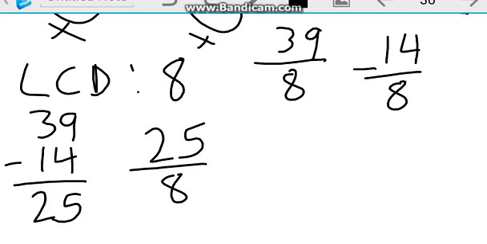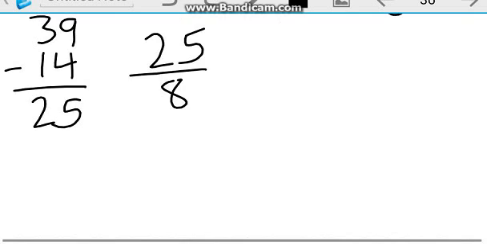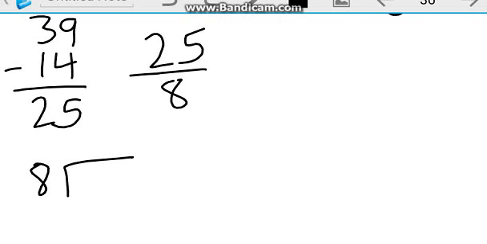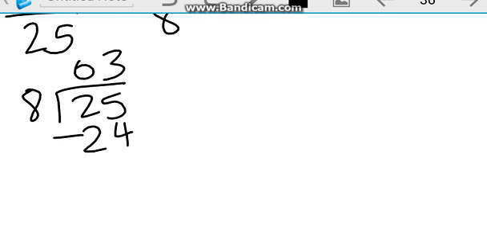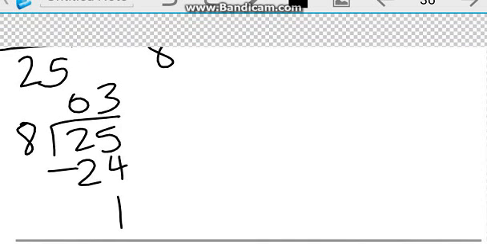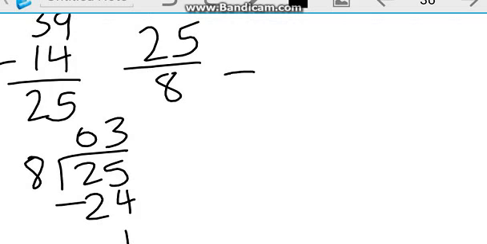If one of your choices is not in fact this, and you have a bunch of mixed numbers, just do some long division to get the mixed number. We'll see how much 8 goes into 25. That works about 3 times, so 3 times 8 is 24. We're left with a remainder of 1. So 25 over 8 becomes 3 and 1/8. So that was the long way, converting everything to an improper fraction.